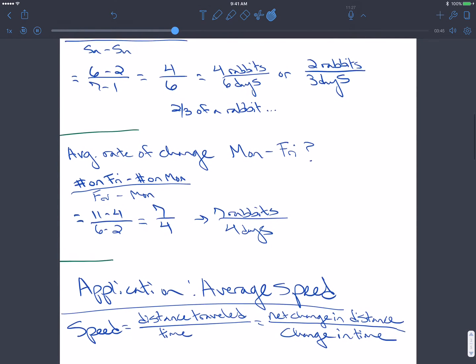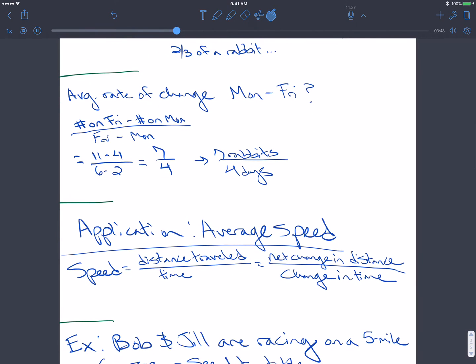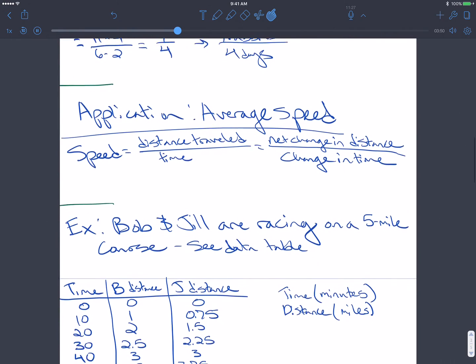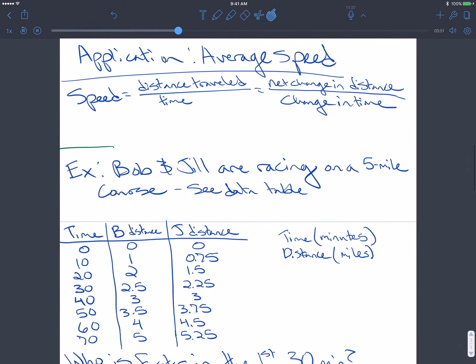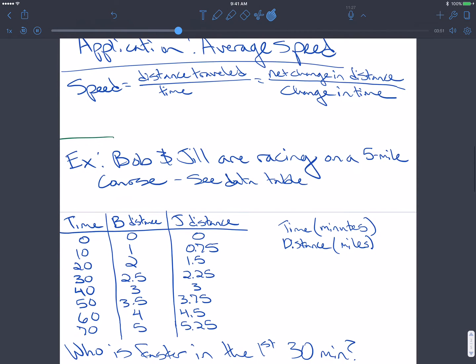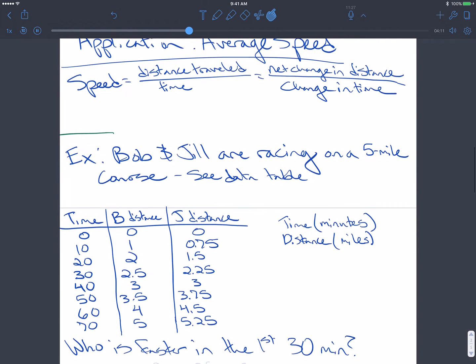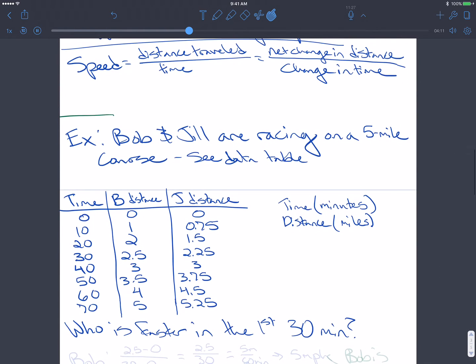So for an example, we will look at data of Bob and Jill racing each other on this 5-mile course. So I have data in this table. Time is measured in 10-minute increments, and then the distances are in miles. So their goal is who's going to hit 5 miles first, which you can probably tell from the data who does. But what we can look at is who's faster in the first 30 minutes.